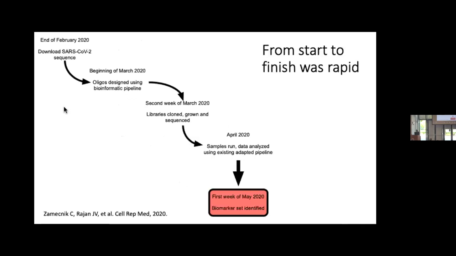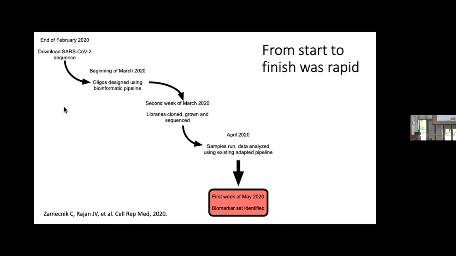The thing I want to emphasize about this work is that it was really fast. At the end of February 2020, I got the SARS-CoV-2 genome sequences available from NCBI. I downloaded it. By the beginning of March, I had crunched that through my pipeline and had designed oligos to code for SARS-CoV-2 peptides. By the second week of March, I'd sent off my order to Twist, which is the vendor that we used. I got back my oligos. I cloned them, grew up the library, sequenced it, did some initial validation experiments, and we were off to the races.